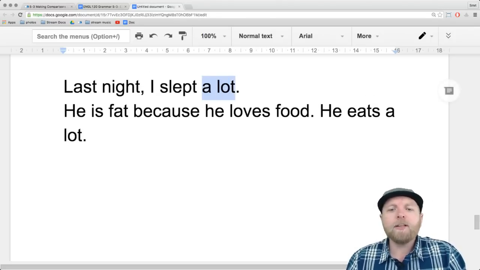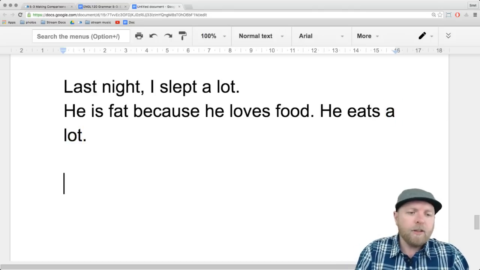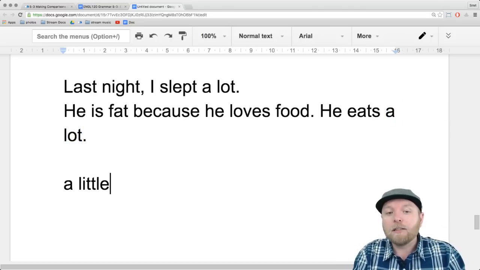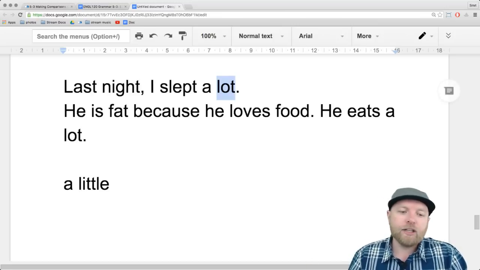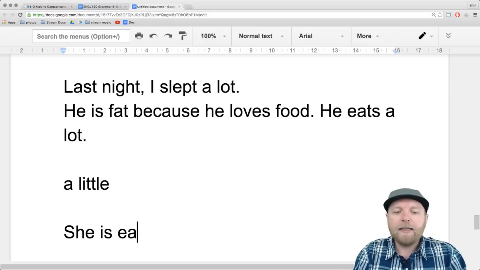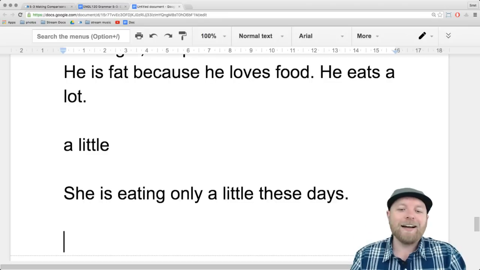It's usually common to say a lot after a verb. Okay, a lot. The opposite, of course, is a little. I slept a little last night, right? Or she's on a diet. She is eating only a little these days because she's on a diet.